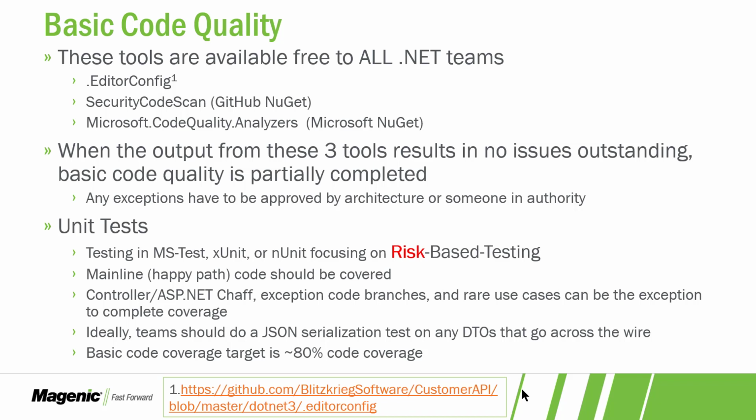The other thing is testing tools. Magenic and most enterprise organizations focus on a concept called risk-based testing. So we look at our use cases and user stories, and we want to make sure that the most critical ones have the most testing attention. And the ones that are perhaps less important maybe don't need an automated test.